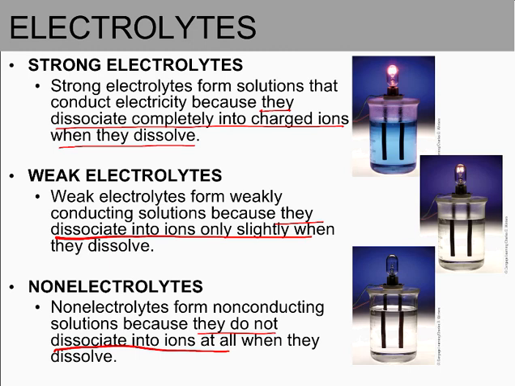So again, a strong electrolyte would be something like sodium chloride. A weak electrolyte, one example would be hydrofluoric acid. This is called a weak acid. So it only dissociates slightly in solution. And we'll talk more about acids in the future. And then non-electrolytes would be something like sugar, C12H22O11.